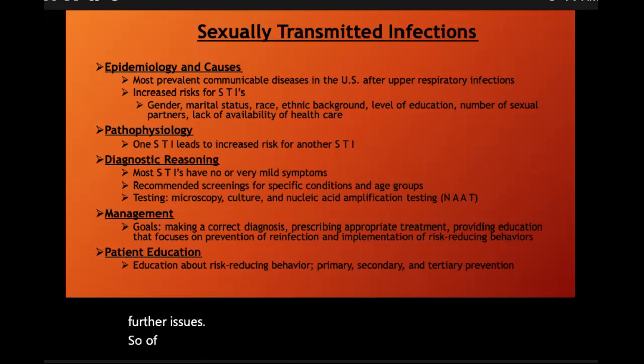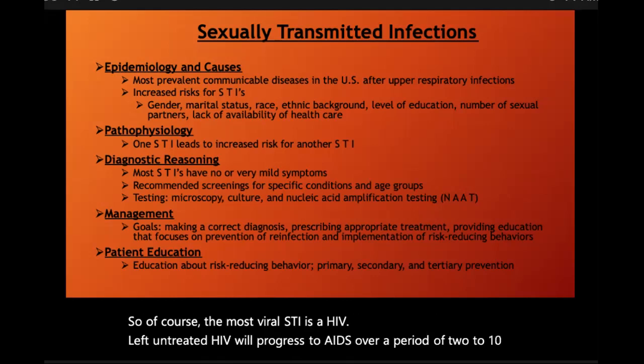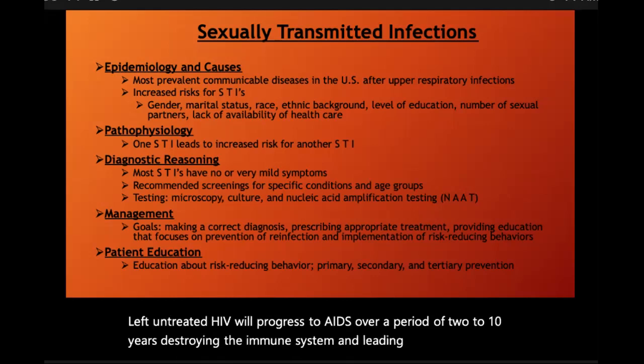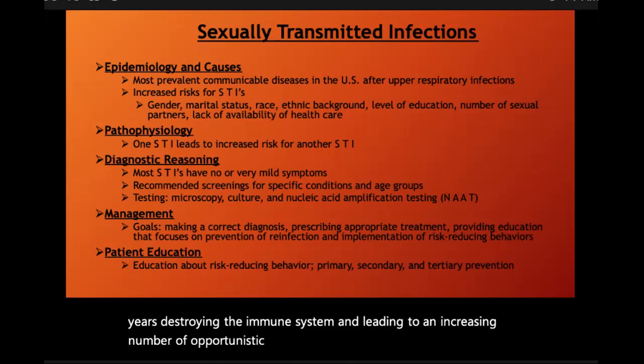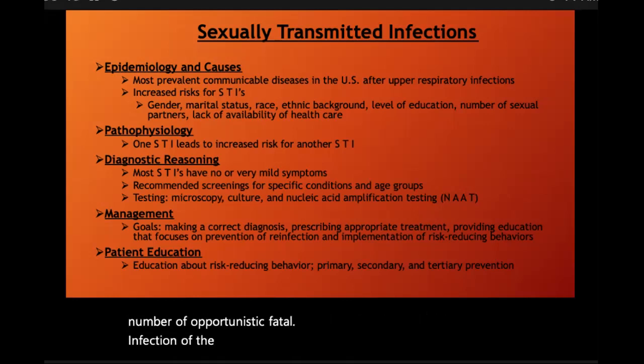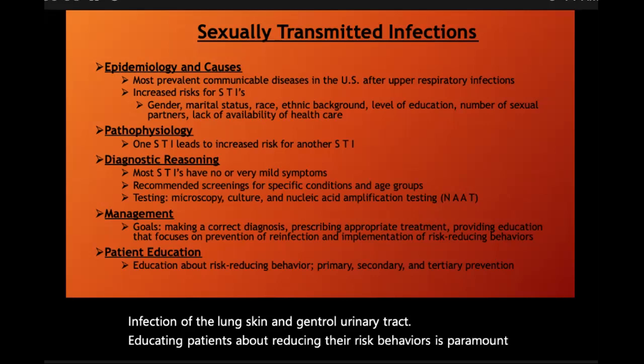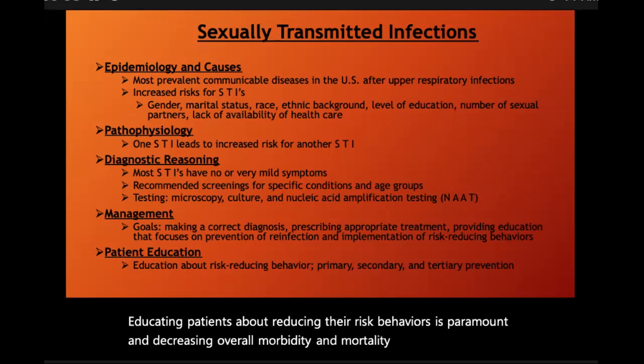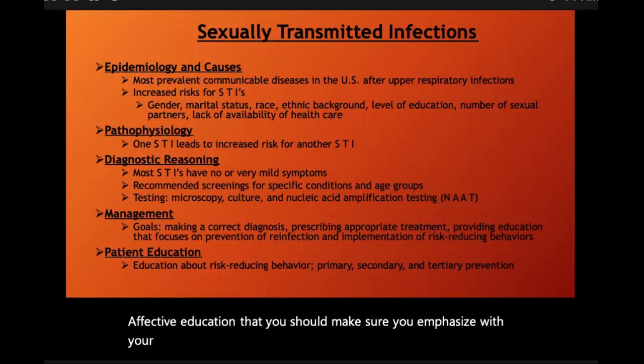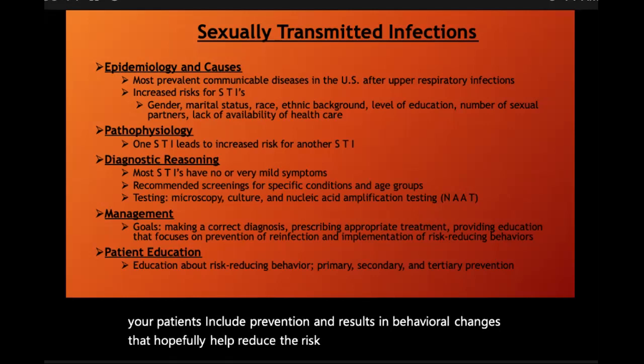So of course, the most serious viral STI is HIV. Left untreated, HIV will progress to AIDS over a period of 2 to 10 years, destroying the immune system and leading to an increasing number of opportunistic fatal infections of the lungs, skin, and genitourinary tract. Educating patients about reducing their risk behaviors is paramount in decreasing overall morbidity and mortality associated with STIs. Effective education that you should make sure you emphasize with your patients includes prevention and results in behavioral changes that hopefully help reduce the risk of contracting and spreading the STIs.